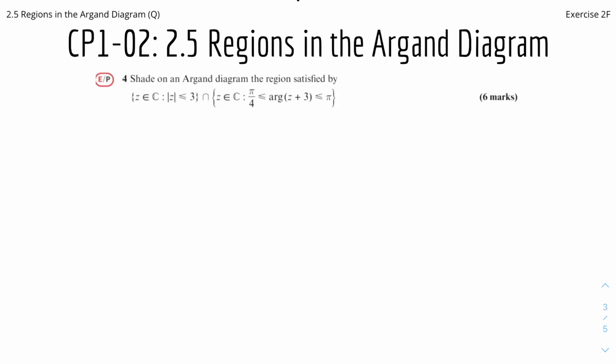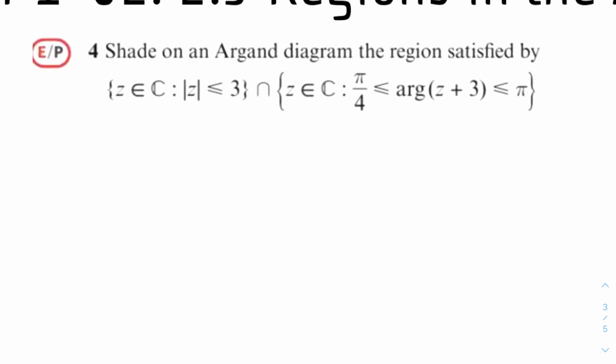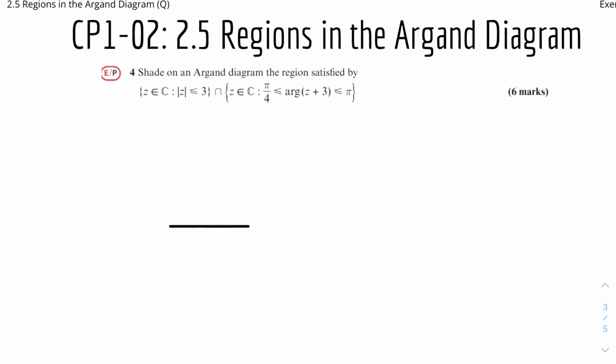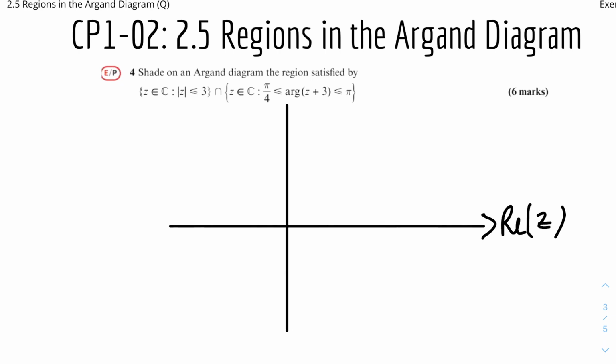And moving on to the next question, we have: shade on an Argand diagram the region satisfied by these two locus here. And you can see that it's an intersection. That means it's both. It's a loci that satisfy both equations. So let me just draw a big Argand diagram first by labeling the real axis and the imaginary axis, Im z. So let's just draw the first locus.